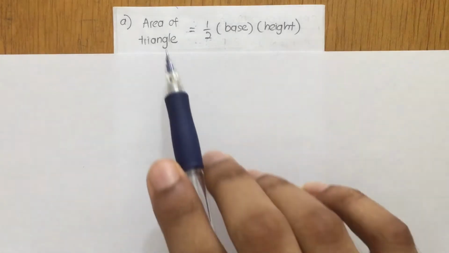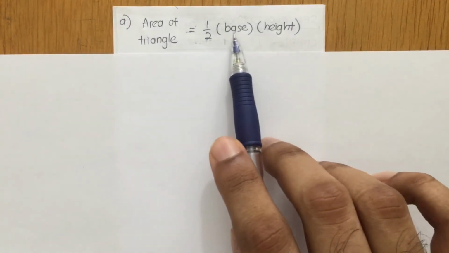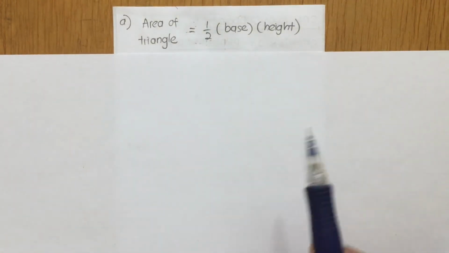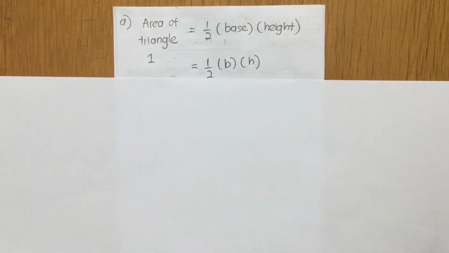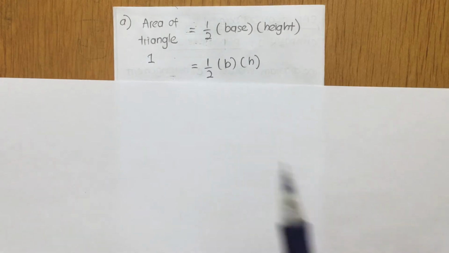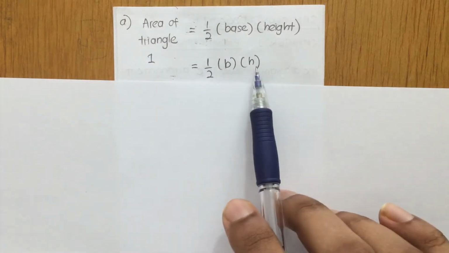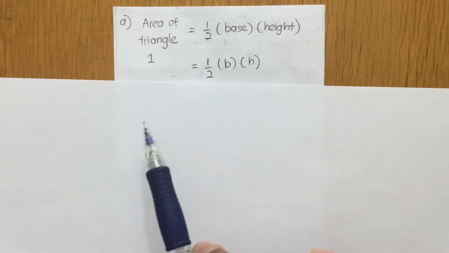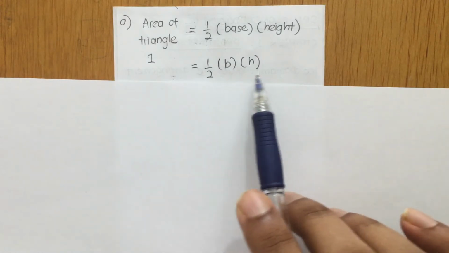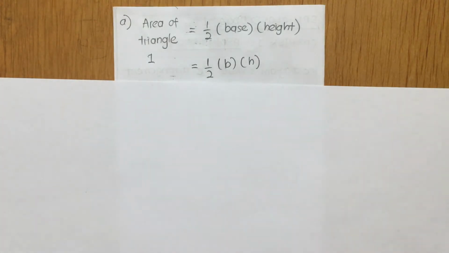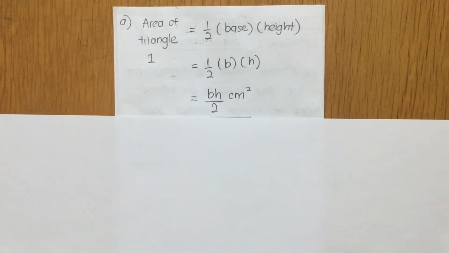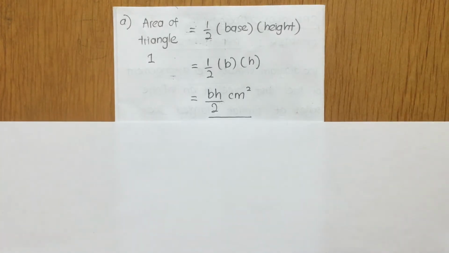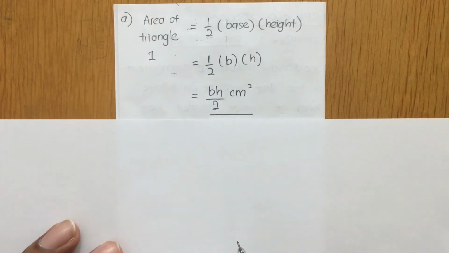Okay, given that the area of a triangle is equal to half times its base times its height, we're going to start with the area of the first triangle. Okay, area of triangle 1 is equal to half times b times h. Okay, this is already given in the question, guys. You have the base of b and the height of h. So when you calculate them together, you should get bh over 2 centimeter square. So this is your area of triangle 1. Okay, so let us continue to find the area of triangle 2.